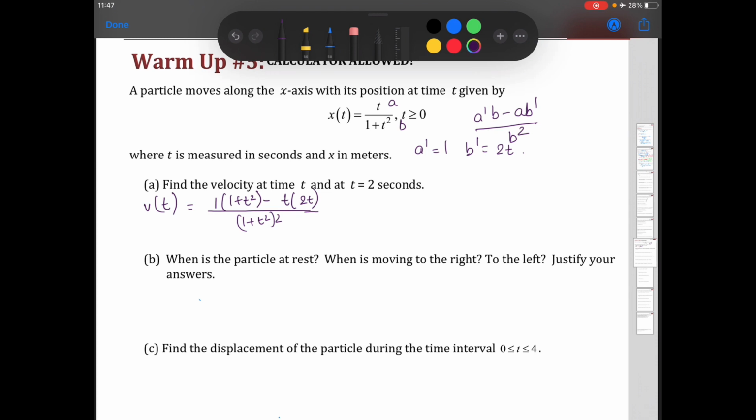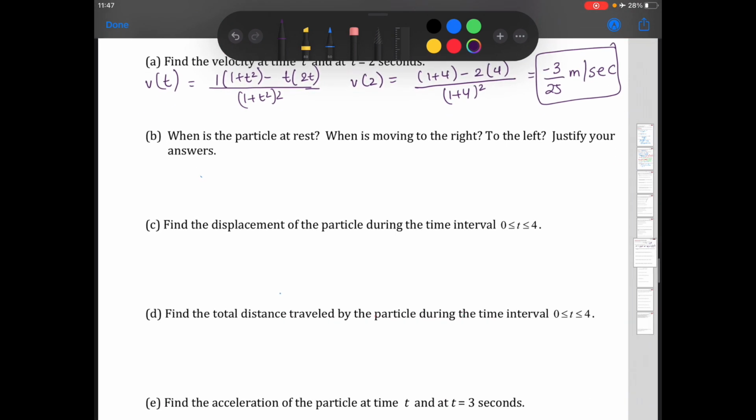I can choose to clean it up, simplify it, or I can just substitute 2 for t and simplify it. So 1 plus 2 squared is 4, minus 2 times 2 times 2 is 4, over, remember again, it's a calculator question, you could put that in the calculator, squared. So this would be 5 minus 8, which is negative 3. 4 plus 1 is 5. 5 squared is 25. So the velocity is negative 3 over 25 meters per second.